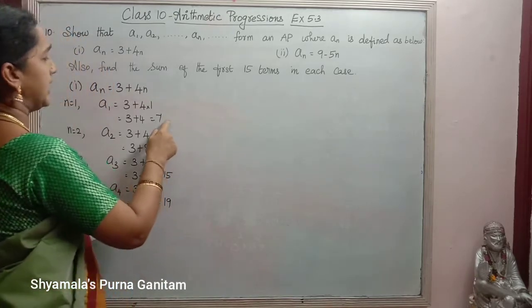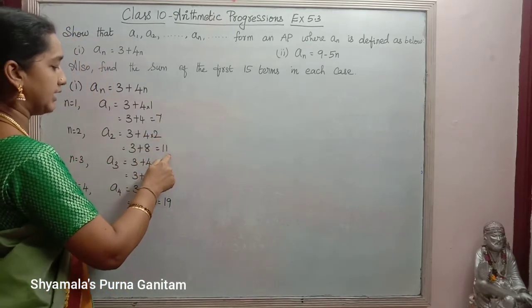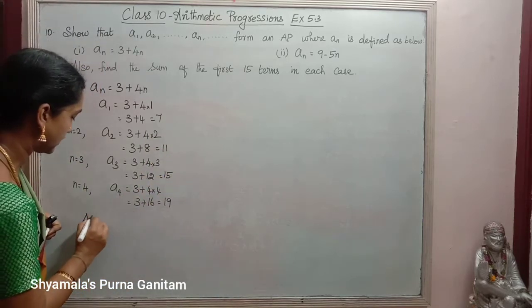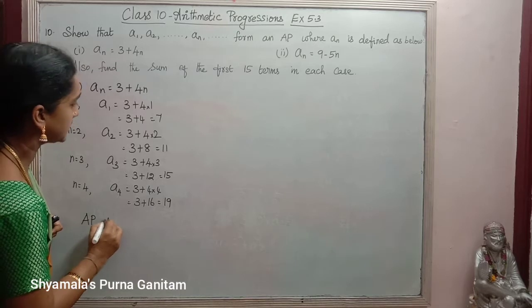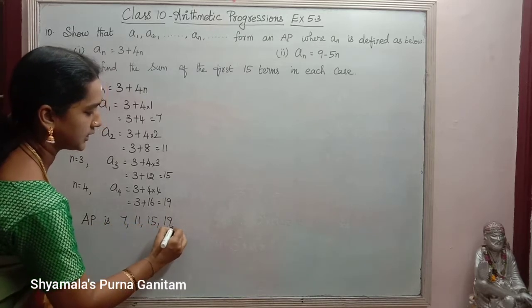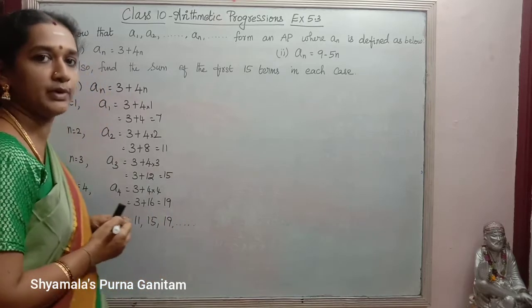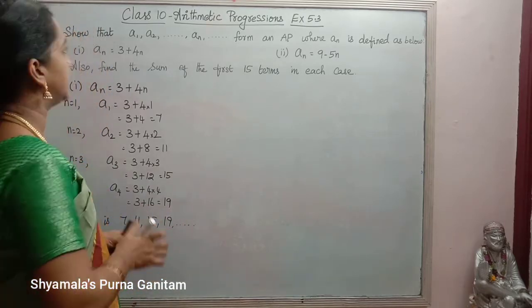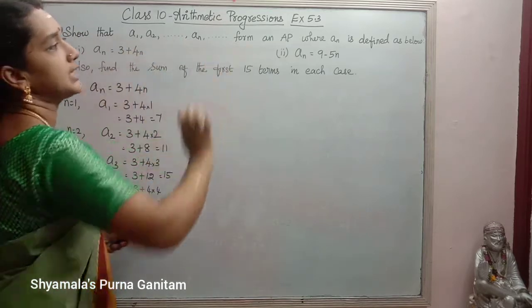So, AP is 7, 11, 15, 19. Like that we will get. So, like this it will go. So, we found the first 4 terms: 7, 11, 15, 19.